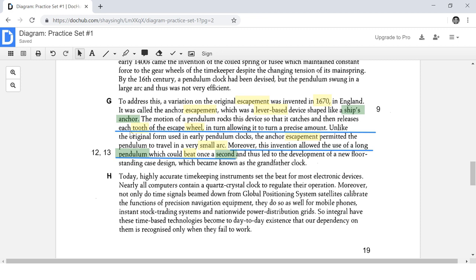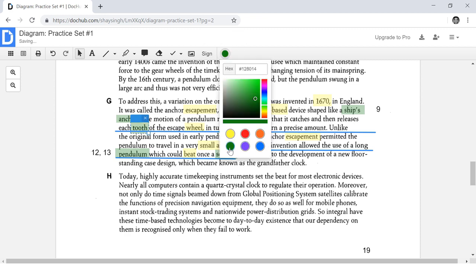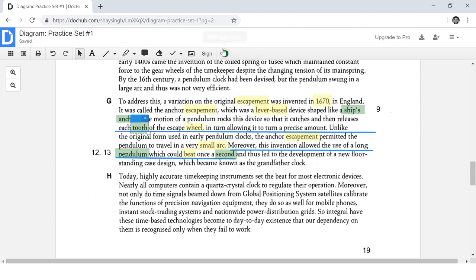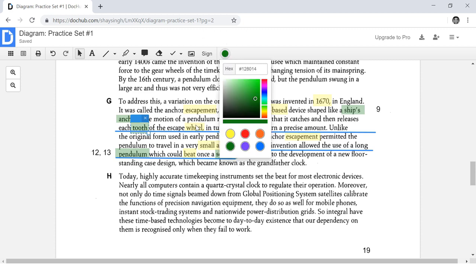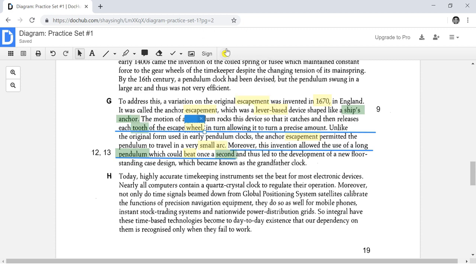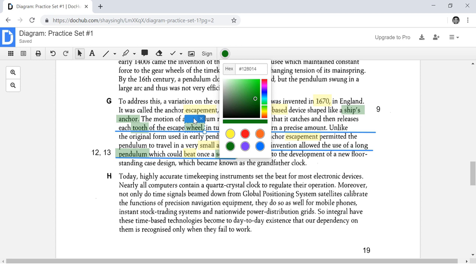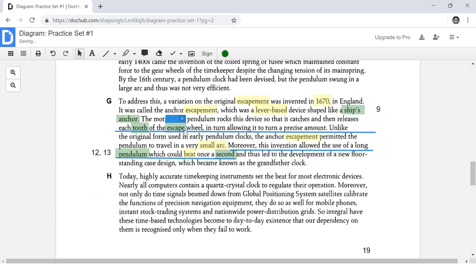Alright, so it's mentioning the sharp object, which is the tooth, and the round object, which is the escape wheel. Well, that means that this is going to be our answer. Tooth is going to be one of our answers. I'm going to put that in green, and wheel is going to be another answer. So right here, for the other answer, you can put wheel or you could just put escape wheel. Both of those are going to be correct.